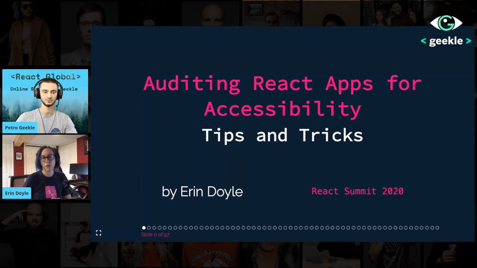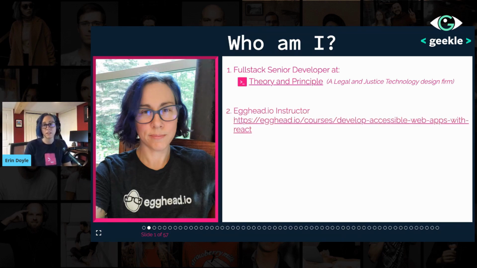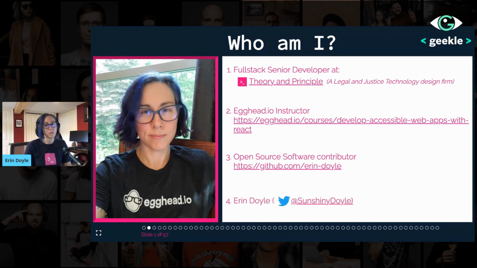So I am Erin Doyle, and I'm going to be sharing some tips and tricks with you today about auditing React apps for accessibility. So real quick, who am I? I am a full stack senior developer at Theory and Principle, and we do custom design and development for the legal and justice space. I'm also an egghead instructor. So I've got a course on developing accessible web apps with React that I highly recommend you check out. I am also an open source contributor, so you can check out my profile on GitHub. And you can follow me on Twitter at SunshinyDoyle.